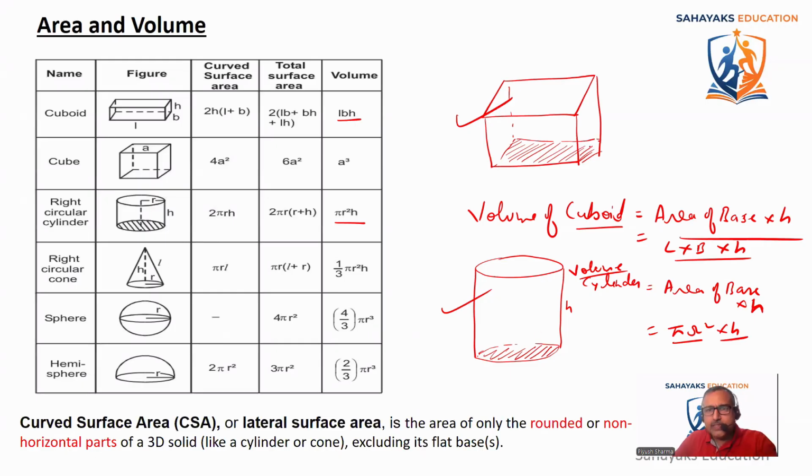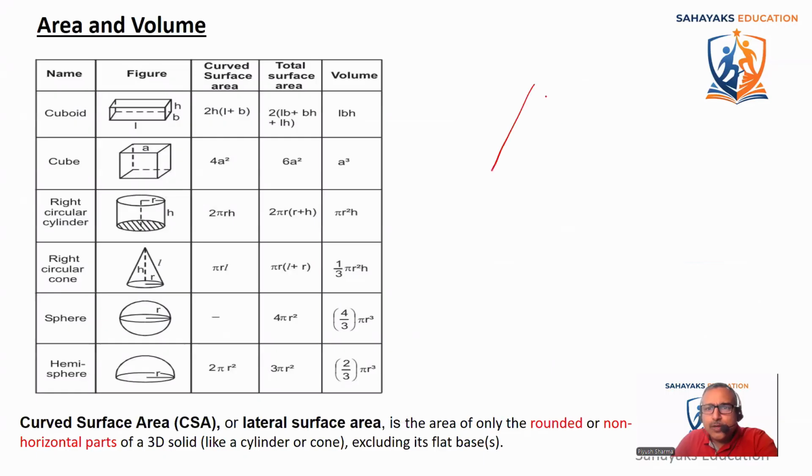If we talk about a cone, say, let me clear it up. This is the base of the cone, and this part of the area will be the curved surface area. We will not cover the base here. This part is a flat surface, so we will not cover that.